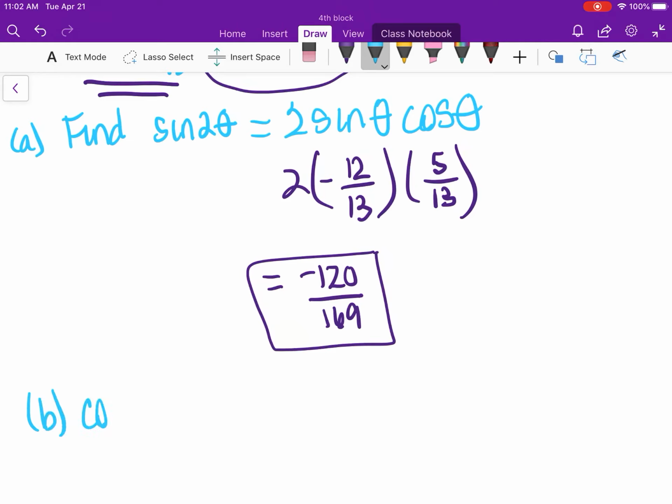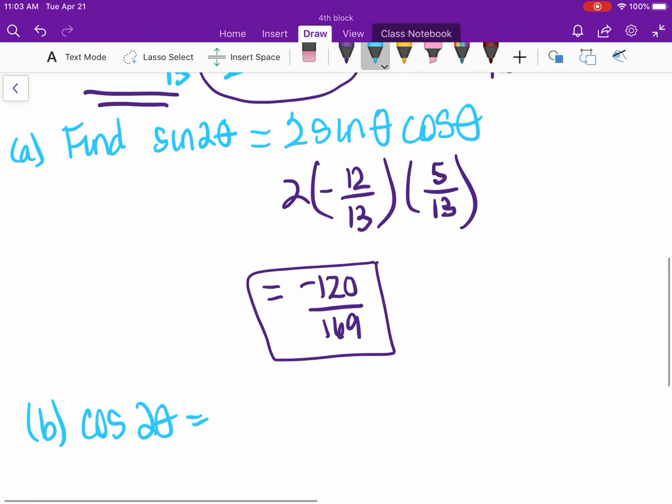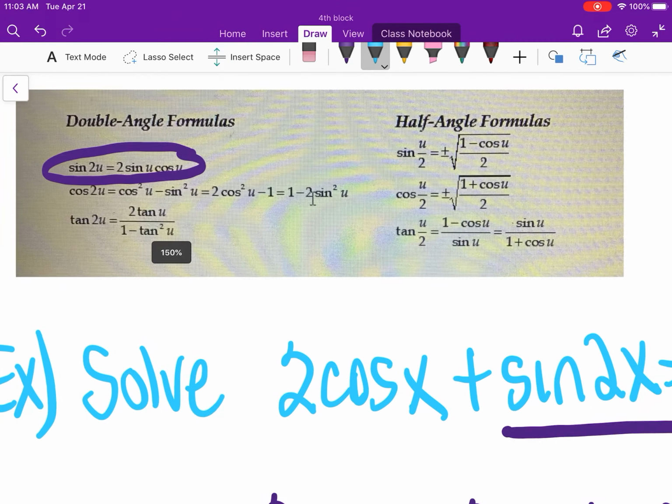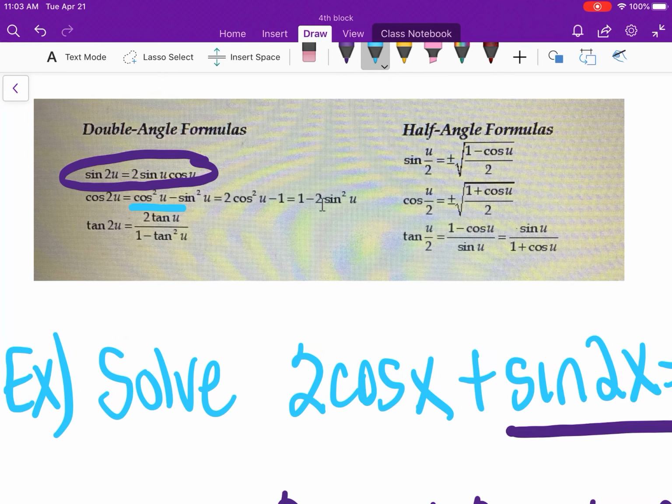Okay, then for B, we want to find the cosine of 2 theta. Now, if you'll notice on your formula sheet, you have what looks like a really long formula for cosine 2 theta, but it's actually 3 different formulas, okay? So there's one, here's the second one, and then this is the third one, okay? You decide which one you want to use. In this case, any of them will give you the same answer.